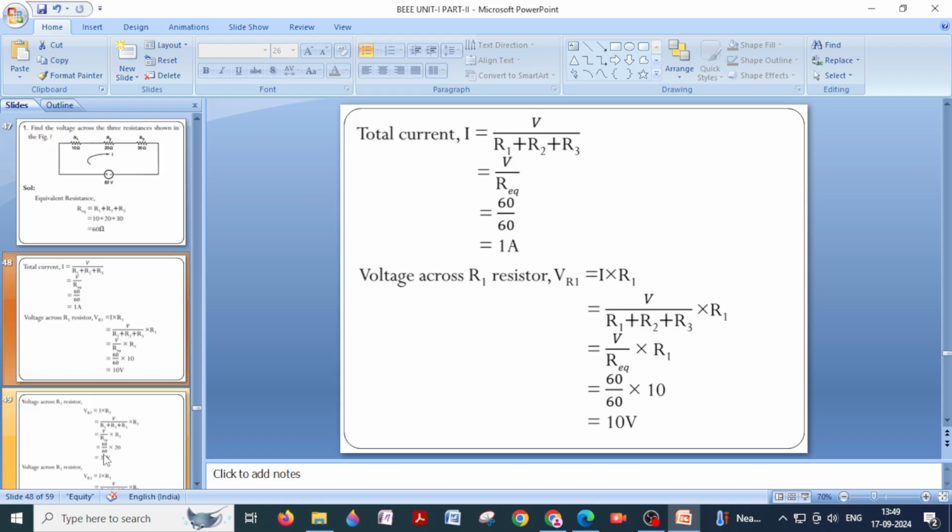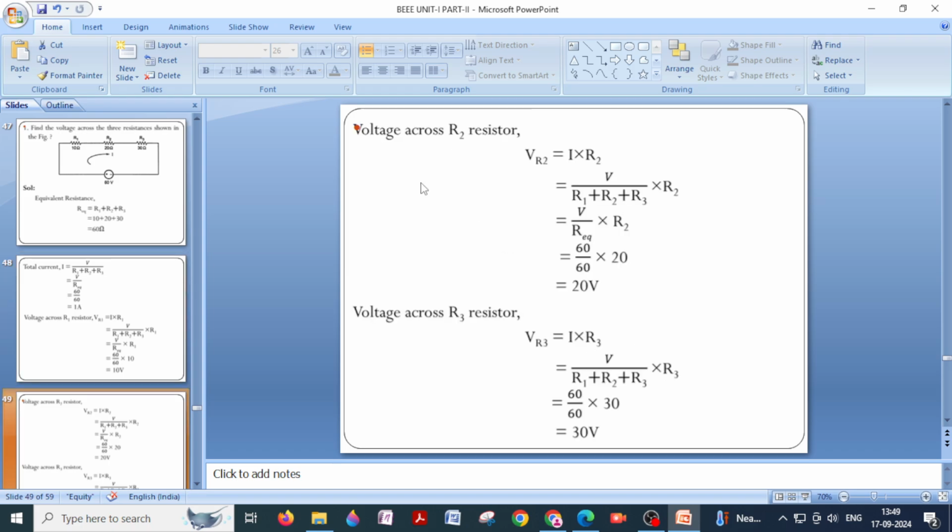So this is it. Now let us see the voltage across R2 resistor. Voltage across R2 resistor is I into R2. I is 1, R2 is 20. So 1 into 20 you should get 20 volts.